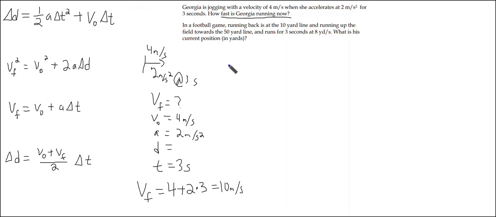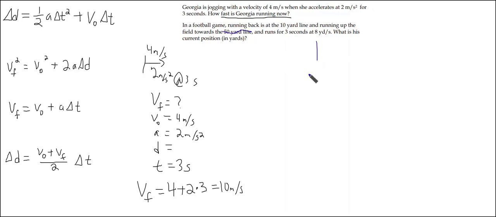In the second problem, it says in a football game, a running back is at the 10-yard line and running up the field towards the 50-yard line. It runs for 3 seconds at 8 yards per second. What is his current position in yards? Okay, this doesn't matter. This just tells me he's moving.